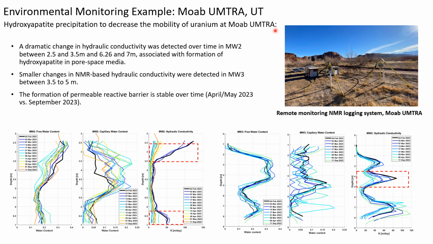So later on, the NMR system was installed on that Moab UMTRA site and was used to monitor the change in NMR signal associated with the precipitation of the hydroxyapatite. So the formation was injected with solutions of calcium citrate and sodium phosphate, and the progression of this reaction was monitored for the period of almost 2 months with NMR technology that was controlled completely remotely.